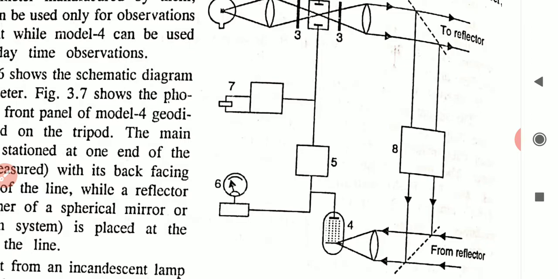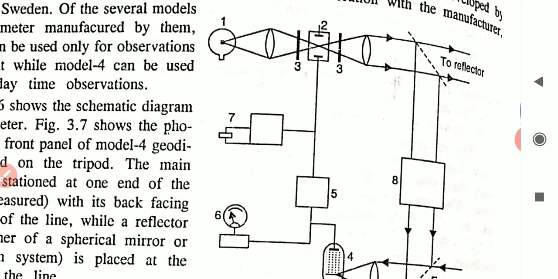In photogrammetry you already learned, no? In that case, we studied some photographs, so on that basis only we will discuss. The main instrument is stationed at one end of the line with its back facing the other end of the line, while the reflector is placed at the other end.